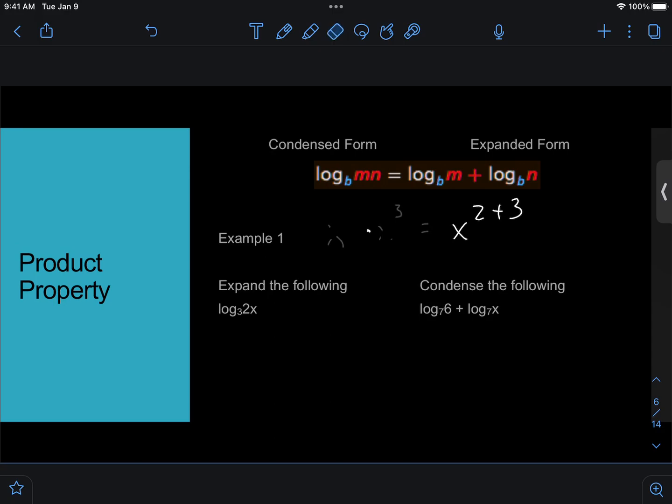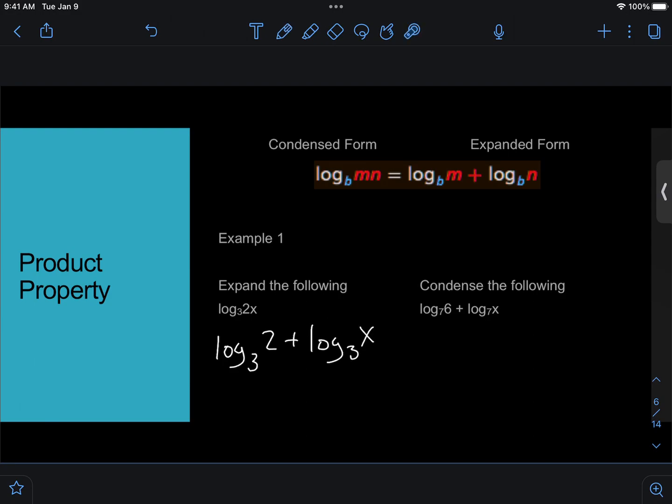Okay, so what are we actually going to do with this? If you see something like this where it says expand the following, you are given the condensed form of a logarithm. You are going to apply the product property to give us the expanded form. So all we have to do, we have a product here of 2 times x. So we're going to split the 2 and the x apart. This is going to become log base 3 of 2 plus log base 3 of x.